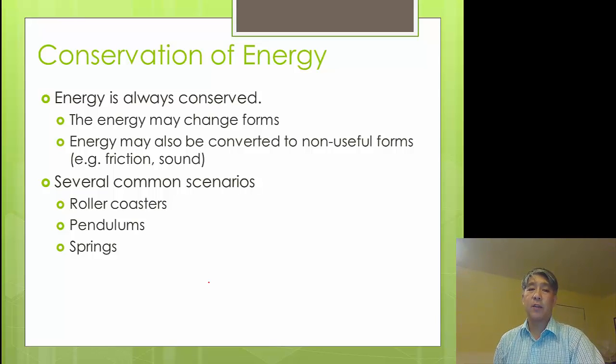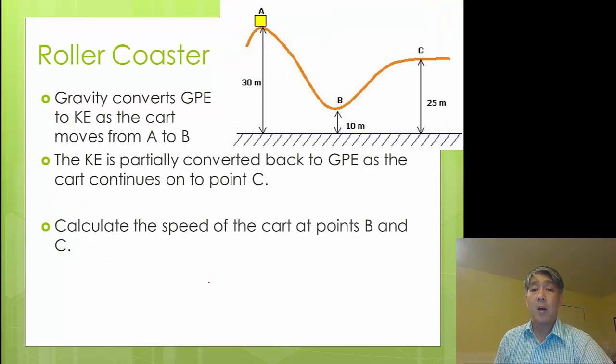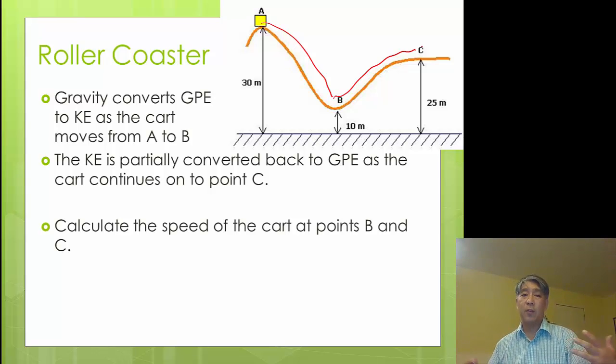Okay, so let's look at conservation of energy in several different scenarios. As we know, energy is always conserved. It just changes forms, gravitational to kinetic primarily, but there's also friction and thermal. So let's look at it in terms of roller coasters, pendulums, and springs. Okay, first off, in the roller coaster problem, gravity will be converting gravitational potential energy to kinetic energy as my cart moves from A to B, back up to C. And at different points, we will have different values. Doesn't mean they're always going to be 0.